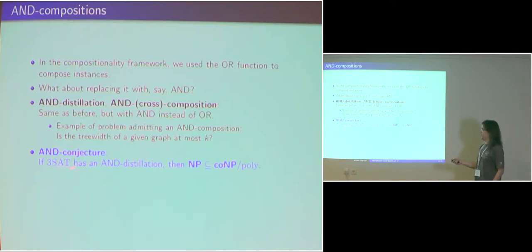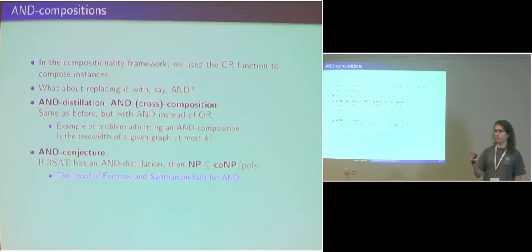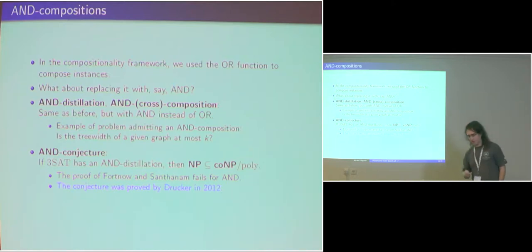Namely, if, say, SAT or any other NP-hard problem for that matter has an AND distillation, then you have a collapse. The problem was that the proof of Fortune and Santhanam, the original one, breaks down; it doesn't work for AND. So this was for a few years an open problem. It was finally confirmed by Andrew Drucker in 2012, via a much more difficult proof than Fortune and Santhanam, but actually also a much more insightful proof in some sense.